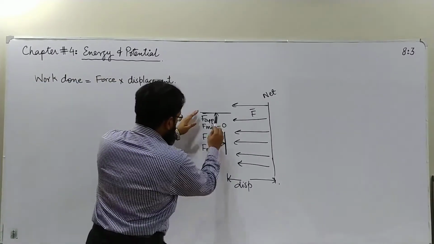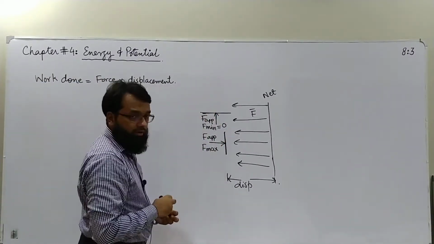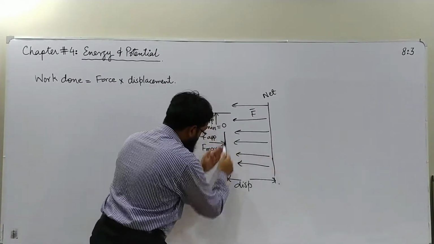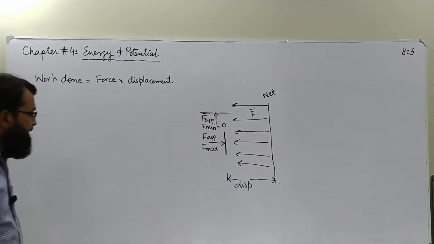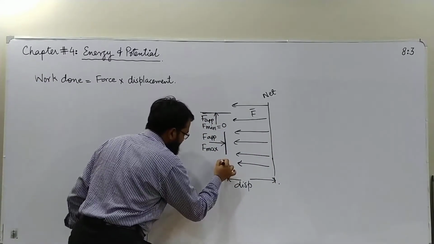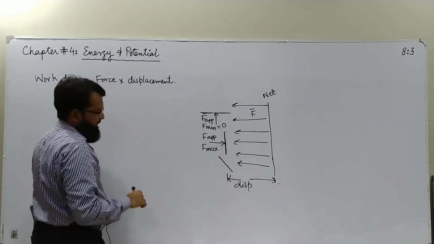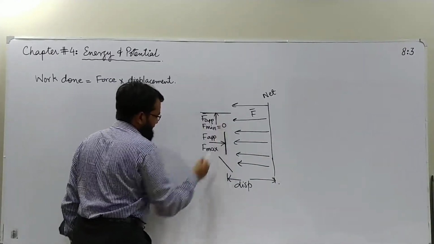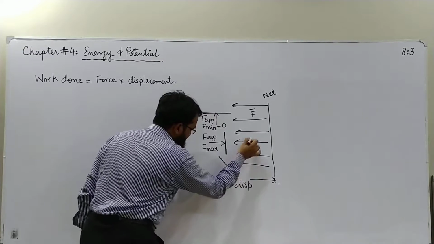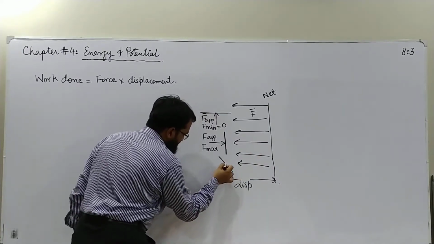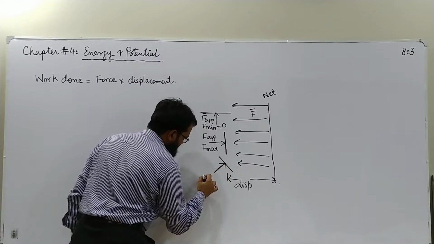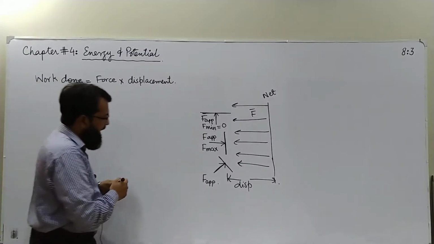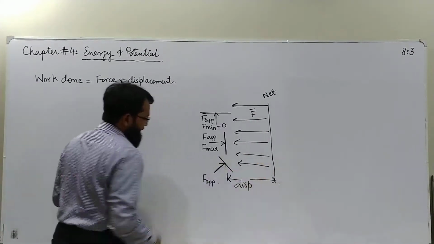But moving in this direction would not solve my purpose, because I have to move this book from here to here. This is my destination. So how about if I make some angle? Instead of moving the book in this direction or in this direction, if I move the book in this direction, if this is the force which I have to apply, how much force should I overcome?